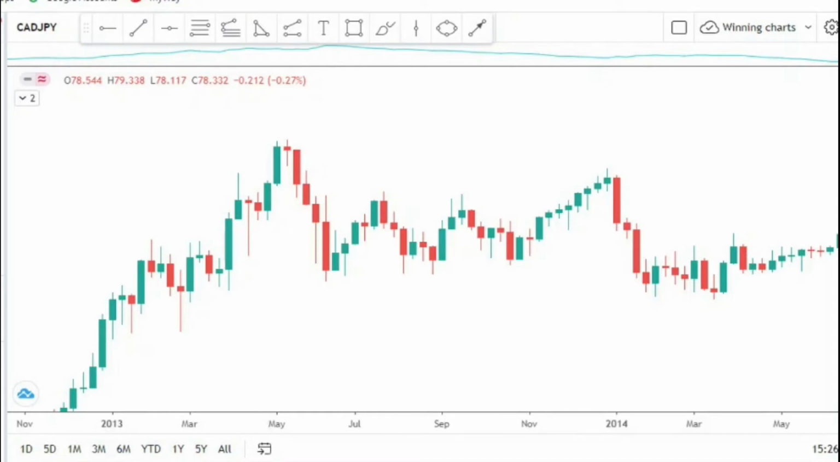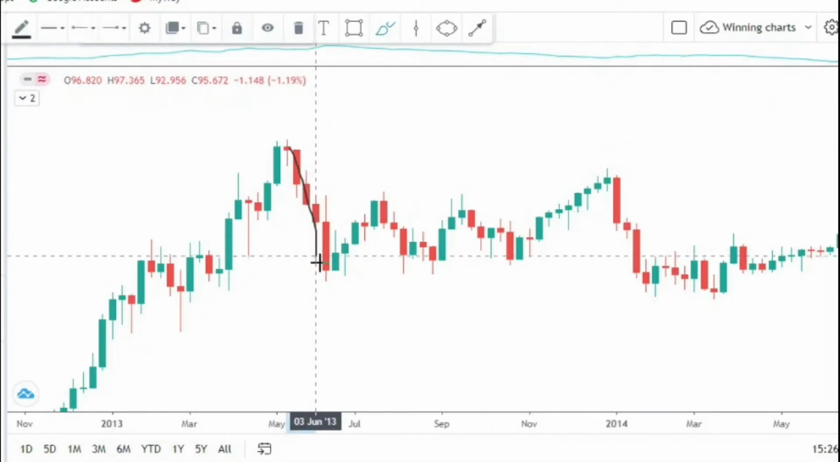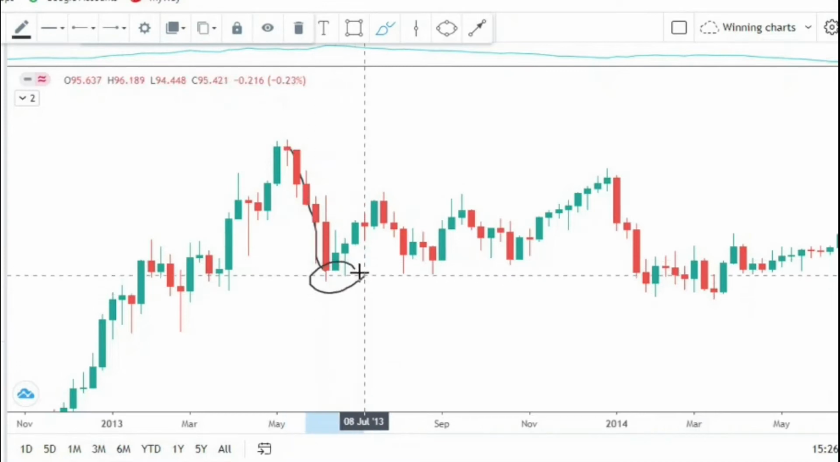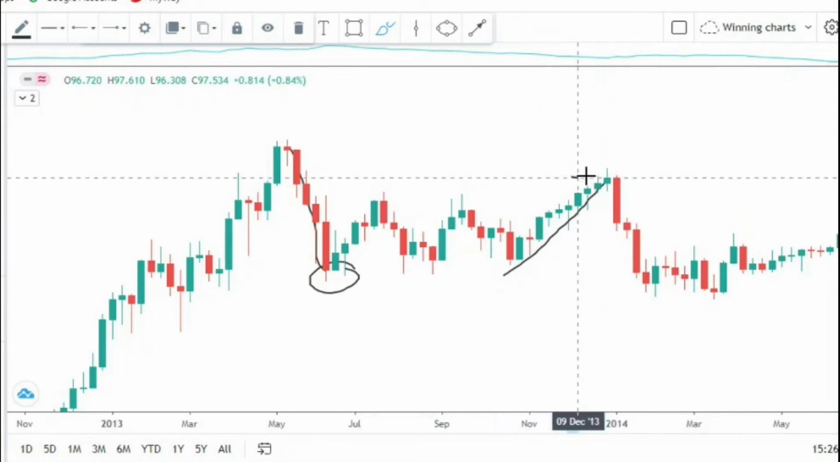With that being said, support is an area where the falling price is rejected, and resistance is an area where the rising price is rejected.